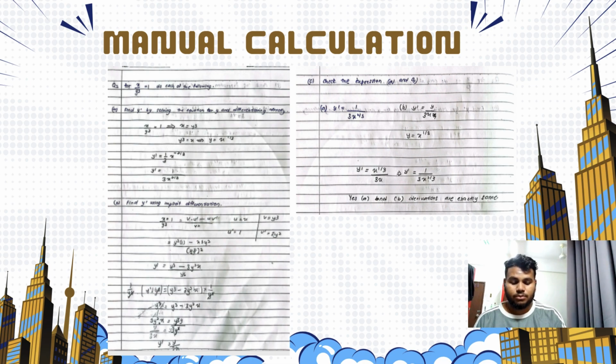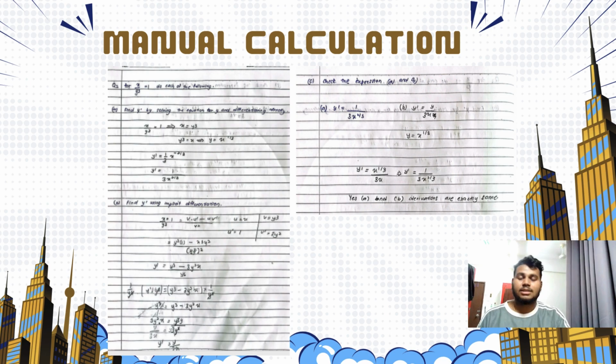So y prime equals x power 1 over 3 over 3x. The other answer that we get is 1 over 3x over 2 over 3. So they should be similar and the answer will be the same. So yes, the A and B derivations are exactly the same.